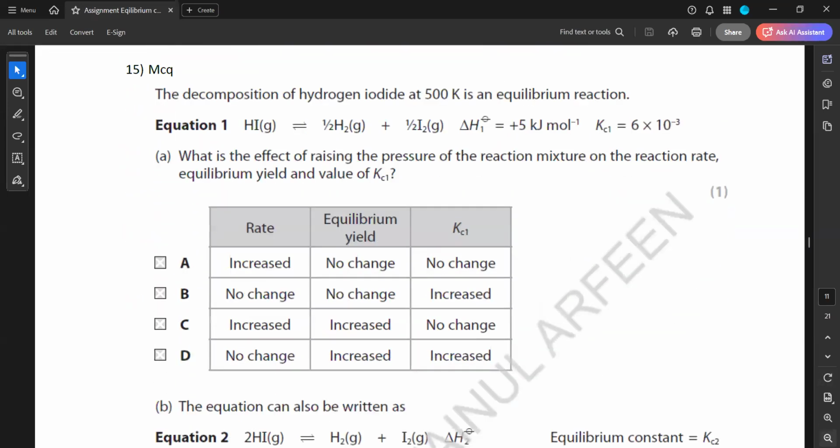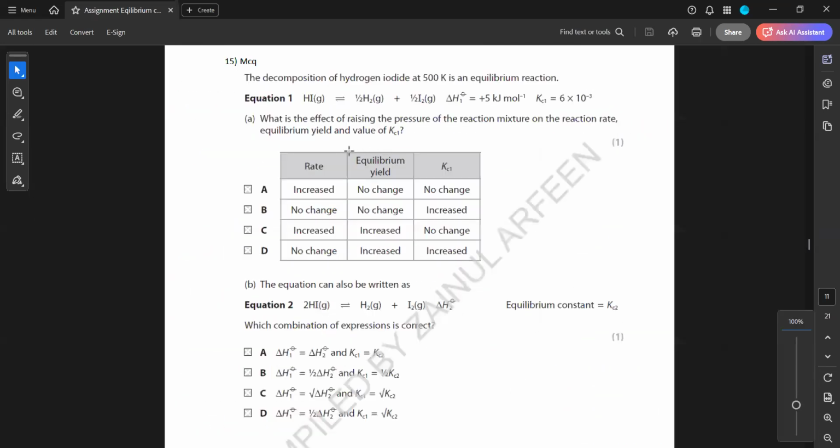Question 15. In question 15, the equation is for the decomposition of hydrogen iodide, and the reaction is endothermic. What is the effect of raising the pressure on the reaction mixture, on the reaction rate, equilibrium yield, and Kc? First thing, what happened to Kc? Kc is not affected by pressure, so it will be no change. So either A or C can be an answer.